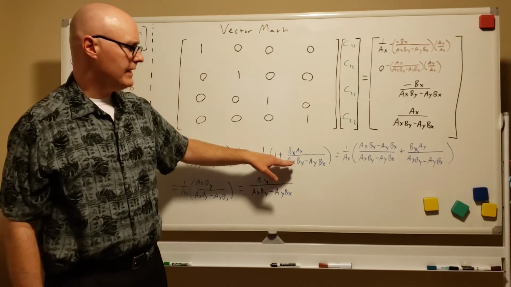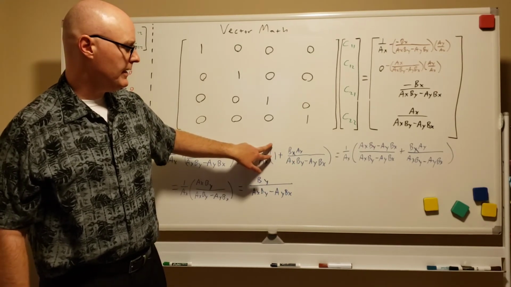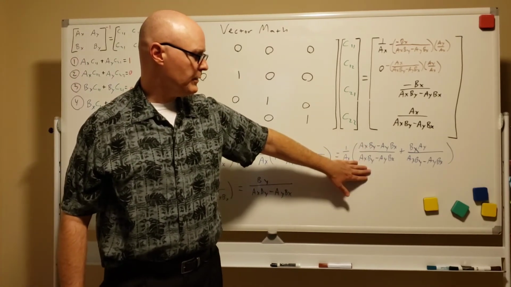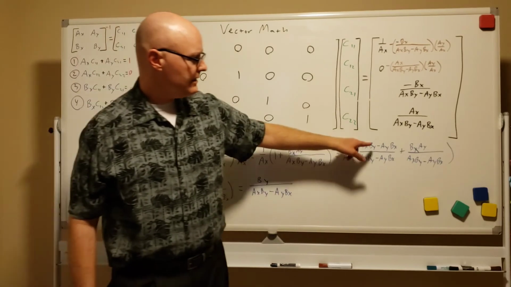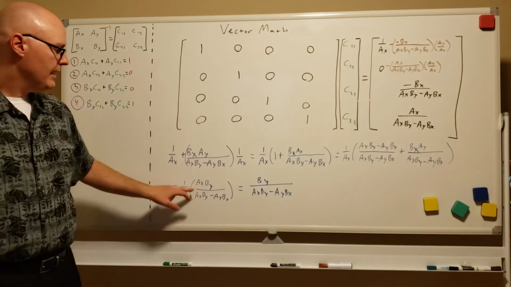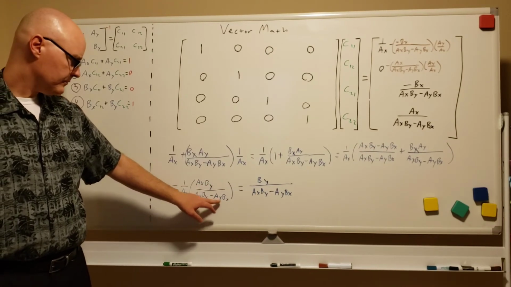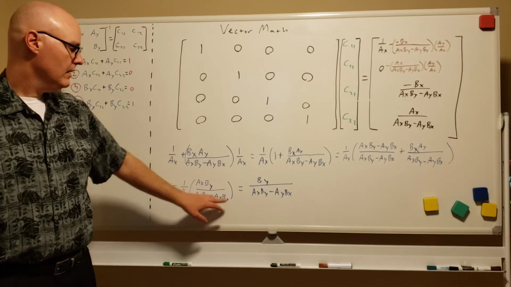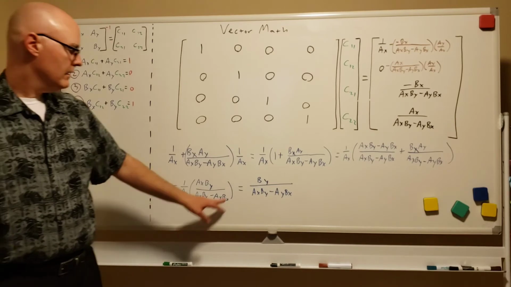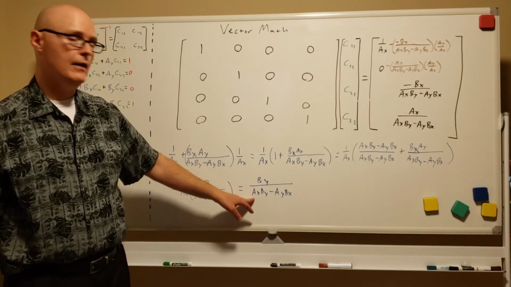Now I will add these two. Again, I'll turn this 1 into something that's useful with a common denominator. This will be my common denominator. So that's this expression here. We can see that this term is the opposite of this term, ax by divided by ax by minus ay bx. All that divided by ax becomes by over ax by minus ay bx.